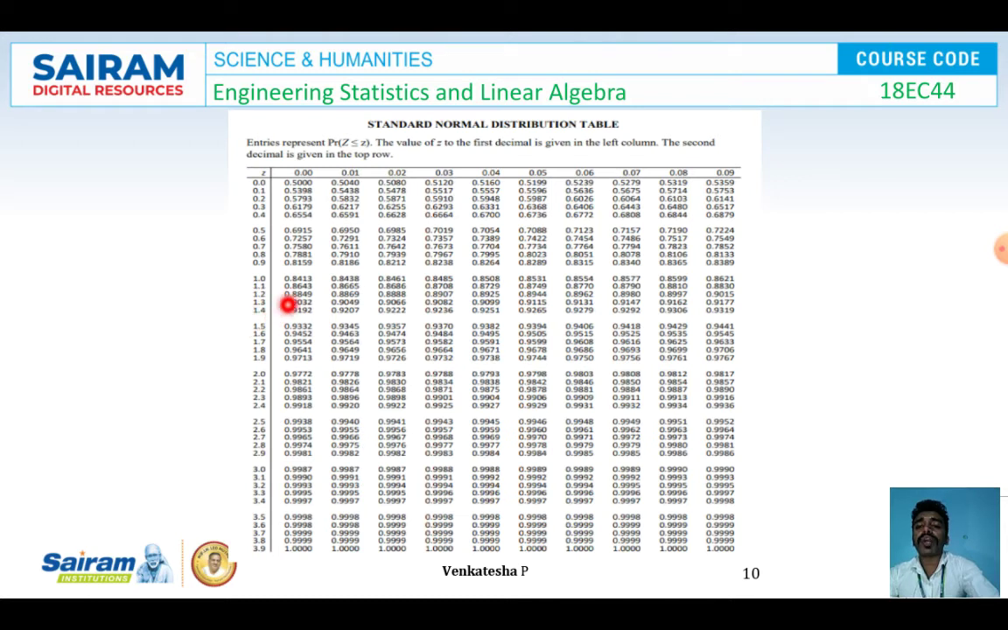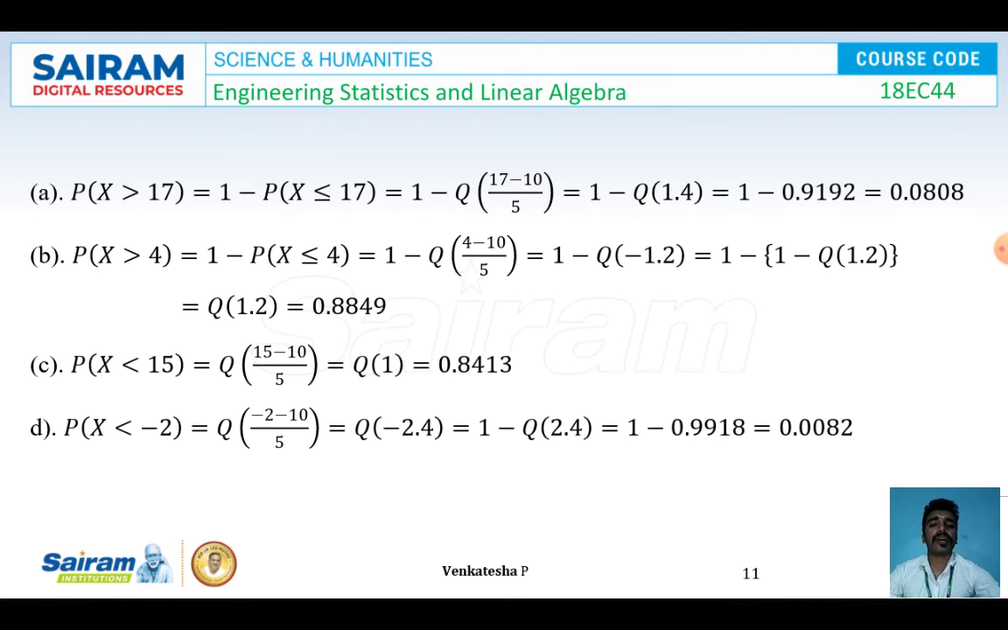Q(1.4) from the table is 0.9192. So I'll be replacing the value of Q(1.4) here, that is 0.9192. On simplifying this, we got 0.0808.